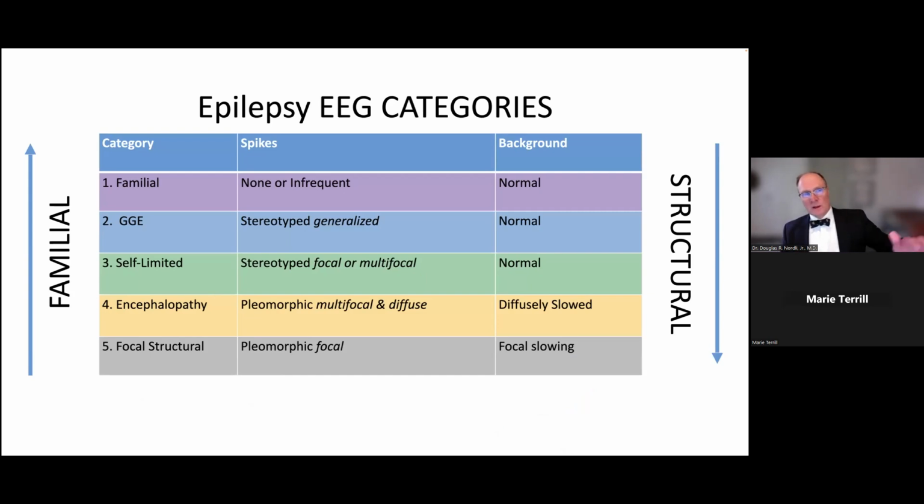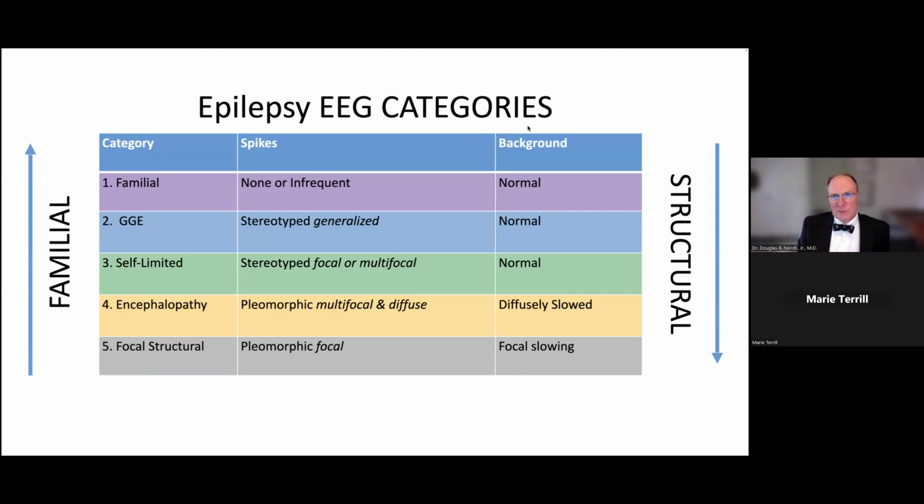If you look at the left-hand side of this, things at the top are very familial, and as you go down, there's less and less of a familial component. Another way to think about it is as you move down, it increases the likelihood that there may be a structural abnormality on MRI. And then as I started to compartmentalize this, working with colleagues and abstracting EEGs, I realized there is not an infinite number of patterns that you see on EEG. There are really 5 principal patterns.